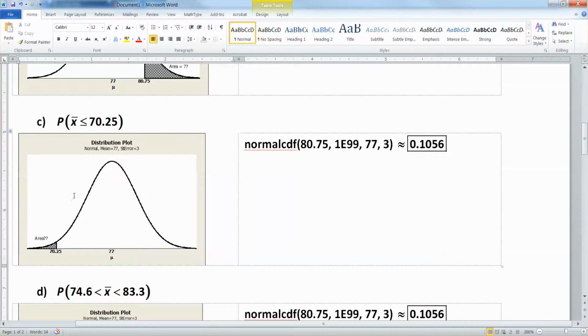All right, there's the picture. You can see I have this left tail over here shaded because it's less than 70.25. So this is going to reverse our earlier use of the 1E99, because before we used E99, capital E for block letter E, for positive infinity, but this time we want negative infinity. So it's negative 1E99 and then 70.25, comma 77, comma 3.